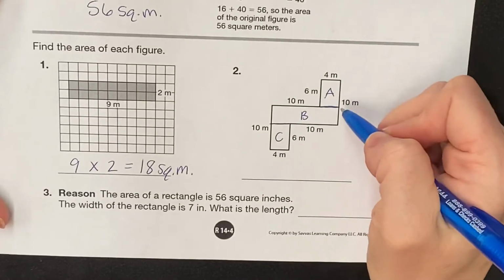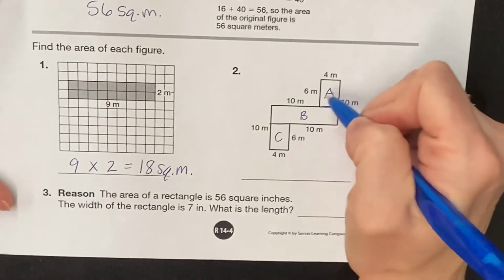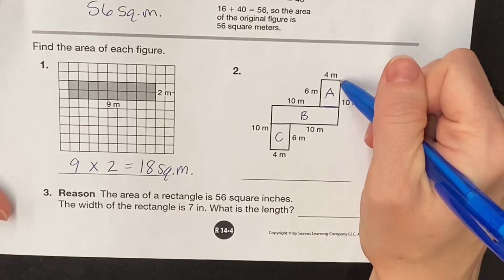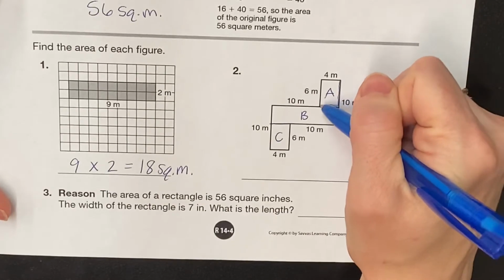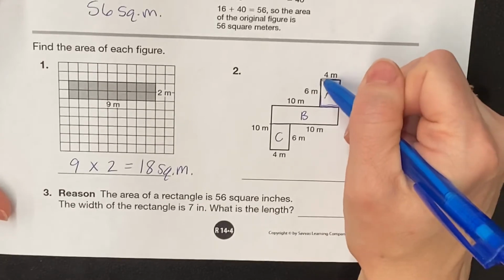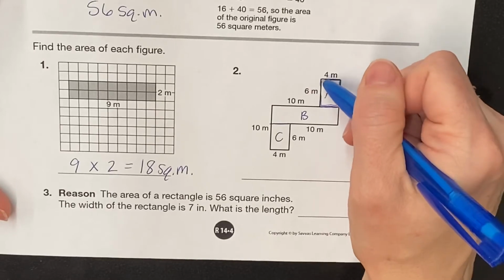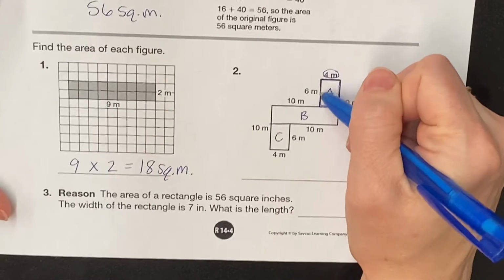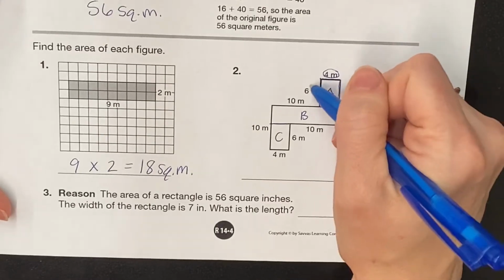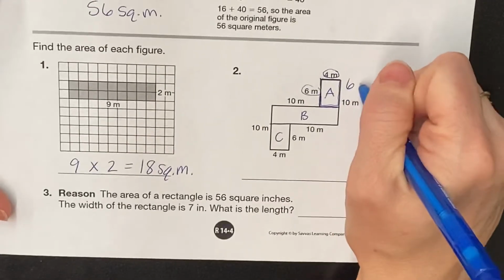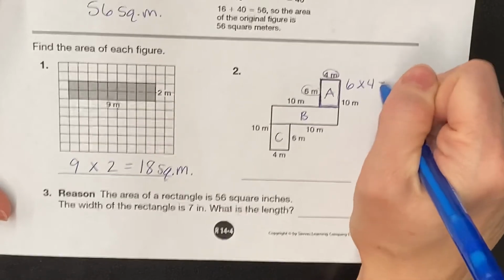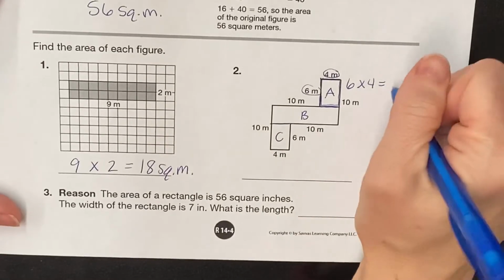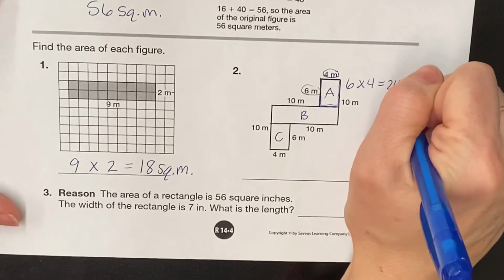All right, let's start with shape A first. So we need the length and the width. Okay, so we're only looking at shape A. Well, I can see the width from this side to this side is 4 meters, and from this side to this side, the length is 6 meters. So we're going to take 6 times 4, and that equals 24.